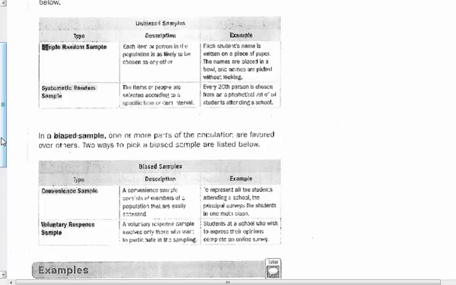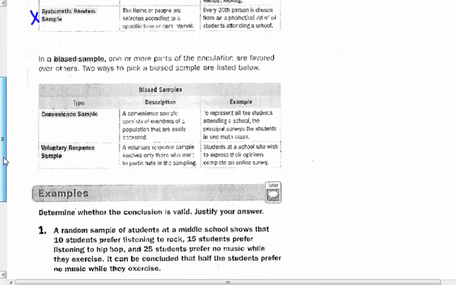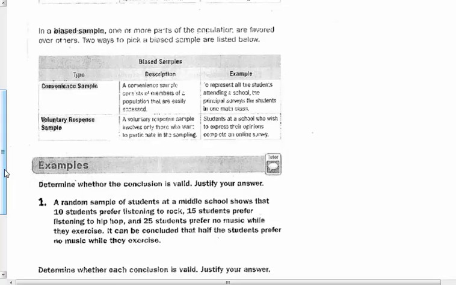Systematic random sampling here says the items or people are selected according to a specific time or item interval. Like every 20th person is chosen from an alphabetical list of all students who attend Martha Brown. You're going to pick every 20th one. Well, everybody still has a chance of being chosen because all students at Martha Brown are in the list, and you're picking very randomly every 20th person. That's a systematic random sample. In a biased sample, one or more parts of the population are favored over the other. So not everybody has an equal chance.